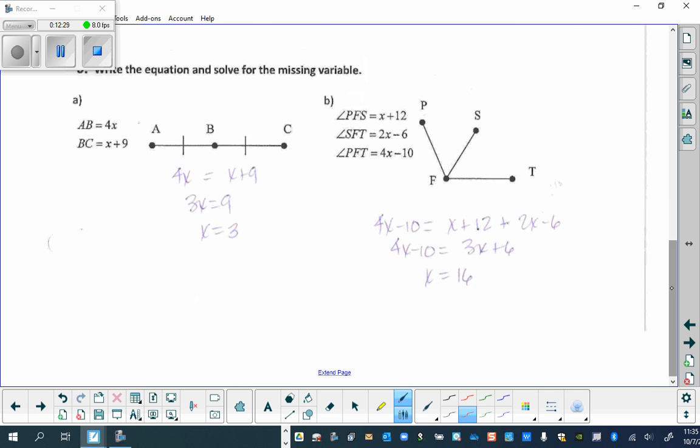Down here, remember these symbols mean those are congruent, so I can set them equal to each other and solve. The angle addition postulate says if this whole big thing is worth 4x minus 10, then the sum of those little two parts will make the whole. Are we good?